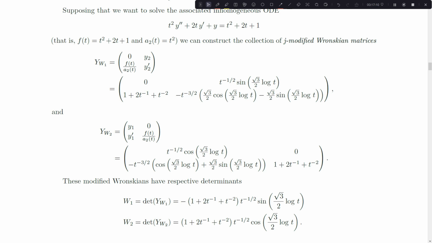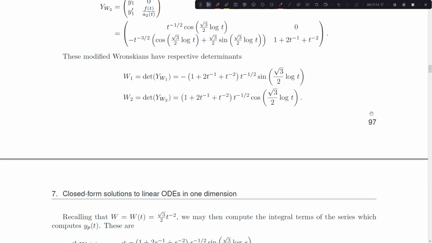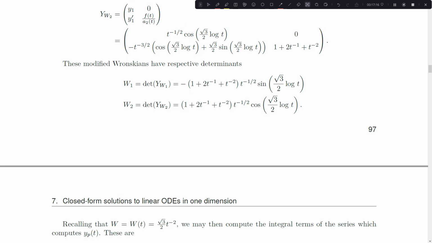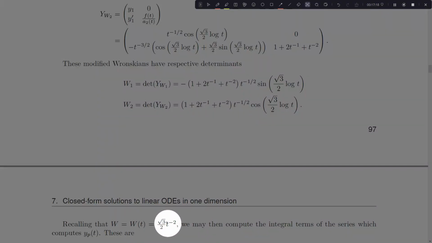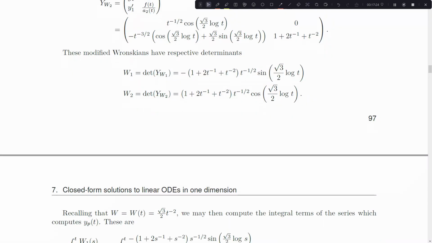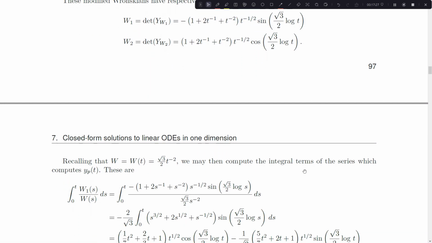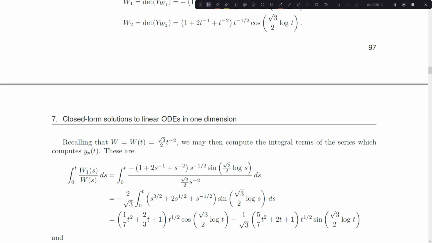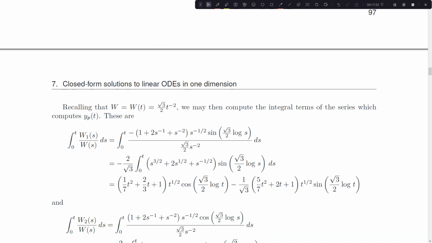But I calculate both of their determinants, and then I also have, we recall our Wronskian from before had this nice determinant of root 3 over 2 t to the minus 2, and I take ratios and integrate those. So if I go ahead, I know this is a lot of integration to do. That's why Wolfram Cloud is our best friend.